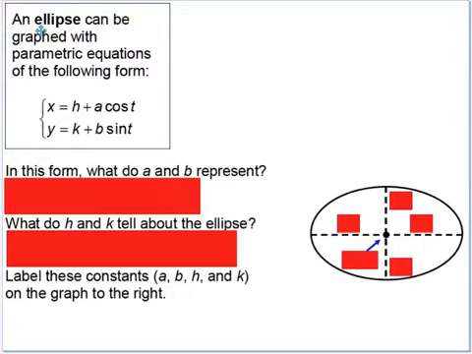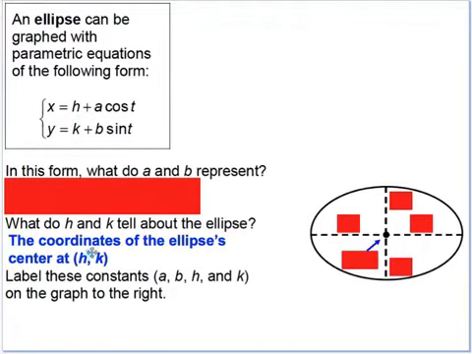Anyway, an ellipse can be graphed with parametric equations in the following form: x equals h plus a times cosine t, and y equals k plus b times sine t. We're used to the h and the k with the circle that told us where the center of the circle is. Well, it's also going to tell us where the center of the ellipse is. So the h and the k are the coordinates of the center of the ellipse. Your h is always your x value, your k is always your y value.